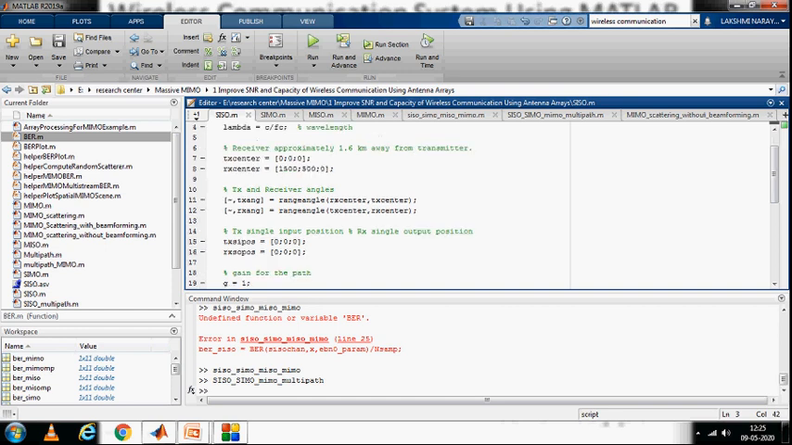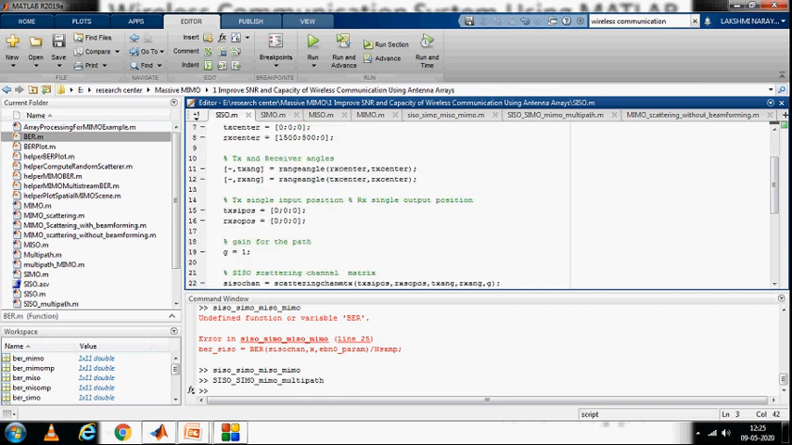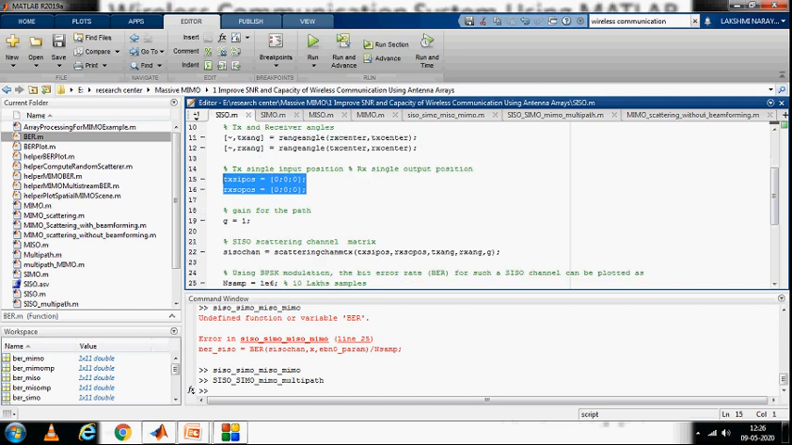Here we need to define the angle of the transmitter as well as the receiver, and we need to define the position. Primarily we have defined the distance between them. Now we need to exactly define the position, and here initially we started with 0 0 0, but the system randomly takes these values. After that, the gain of the path, as I mentioned in the PPT, here is the scattering matrix. The size of the matrix depends on the number of transmitters as well as the number of receivers.